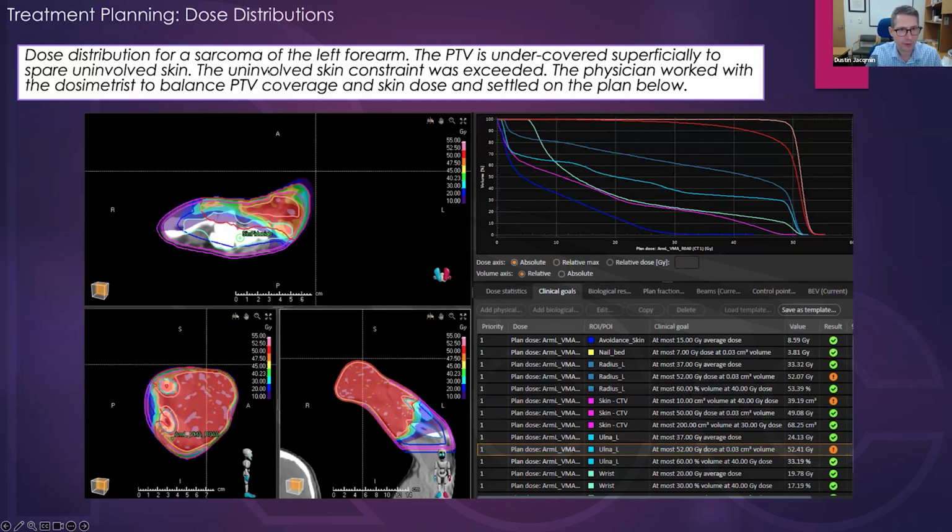This is a case where the physician had a goal for the uninvolved skin, and it wasn't possible to meet that goal. So the physician worked with the dosimetrist to balance PTV coverage and skin dose. You can see that the PTV coverage was decreased quite a bit superficially here. And really the goal of that was to try to maximize as much skin coverage or skin sparing as possible. And sometimes in these sarcoma cases, you do push up against organs at risk and target coverage being in direct conflict, and you have to work closely with your physician to make sure that the plan that they want is being executed as accurately as possible.